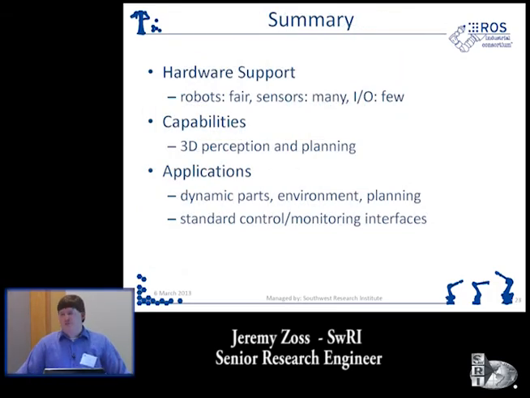So in summary, from a hardware support standpoint, I think we've got fair coverage for robots and a pretty good map for how to integrate new robots. We've got a lot of visualization sensors that are supported, and we're kind of weak on the I/O standpoint currently. There are strong capabilities in the areas of 3D perception and planning, which means for applications having dynamic environments with different kinds of parts moving through, you have to create those plans on the fly rather than teaching one path ahead of time that the robot's going to do. I think those dynamic environments are the kinds of things that are best targets for ROS today.